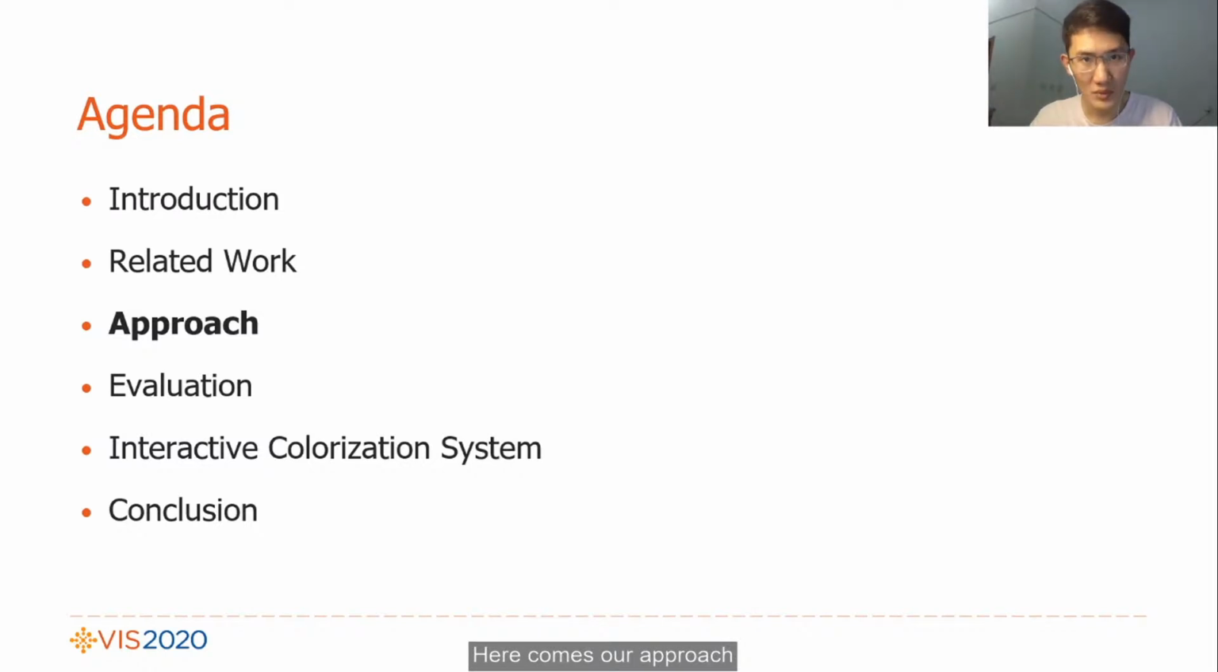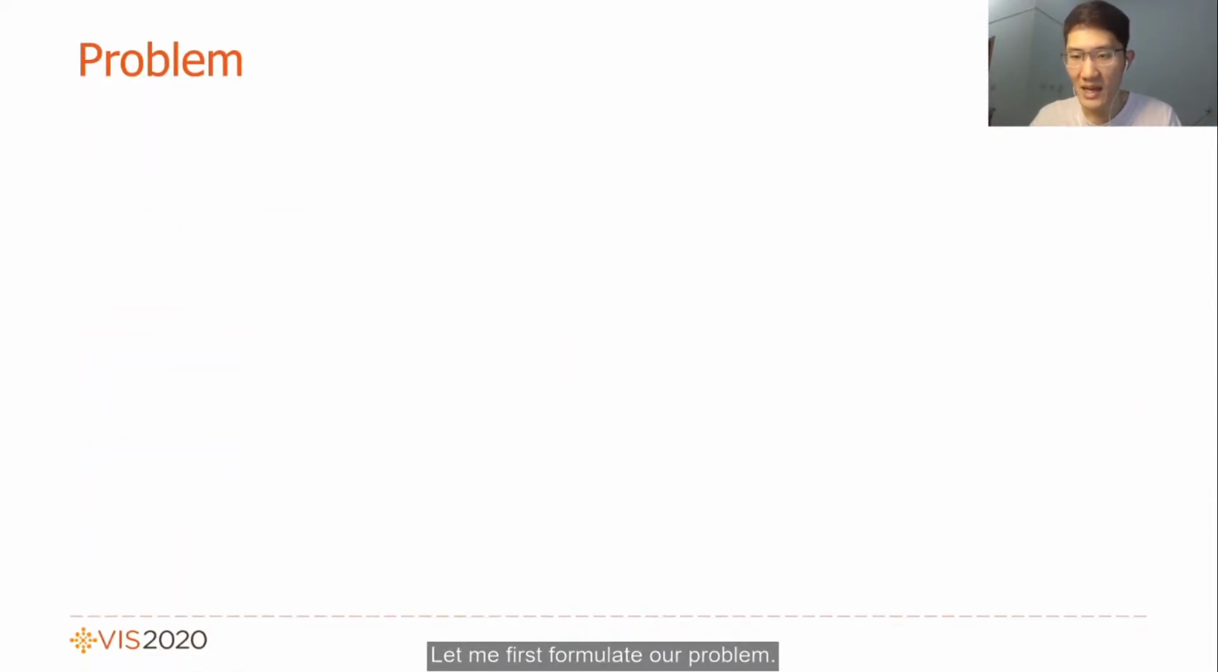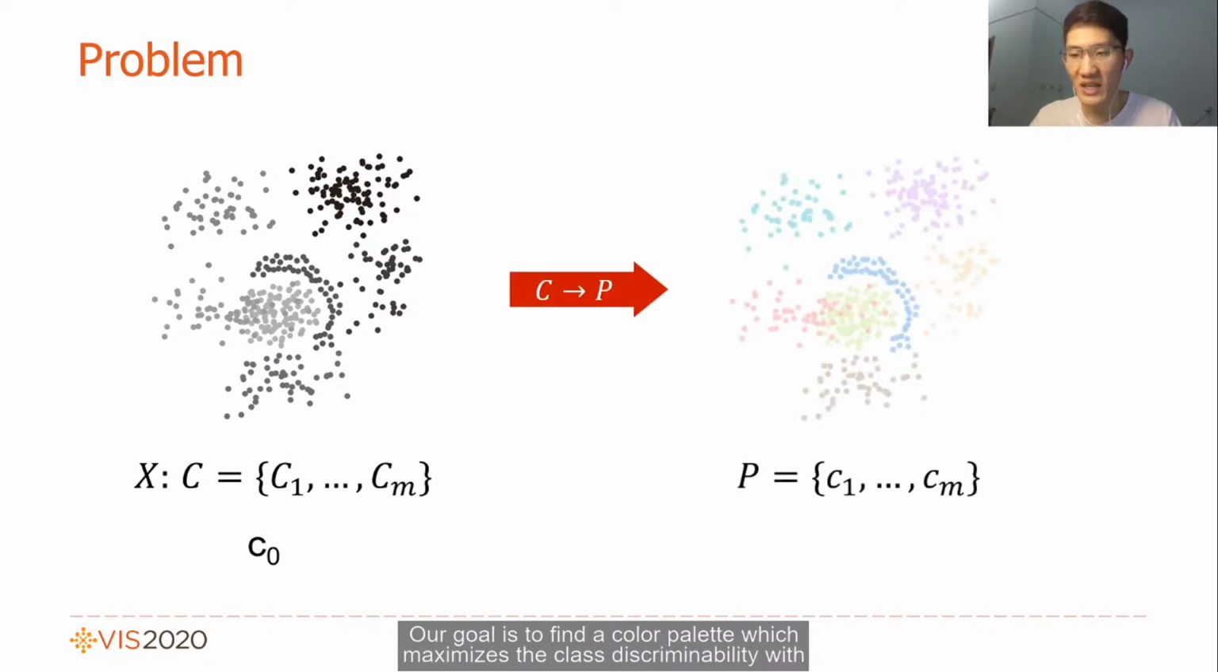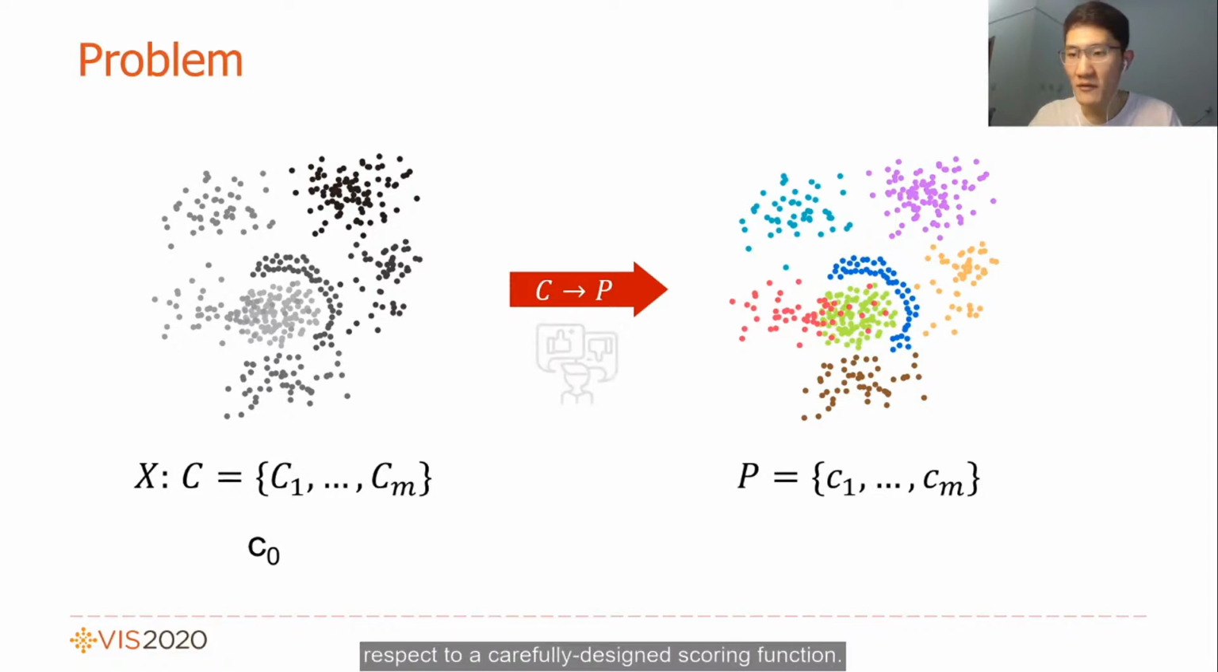Here comes our approach. Let me first formulate our problem. Given a dataset X of M classes with a background color, say 0, our goal is to find a color palette which maximizes the class discriminability with respect to a carefully designed scoring function.